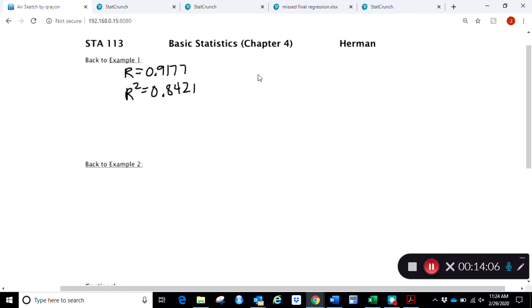Alright, so our correlation was positive 0.9177. So of course the first thing I already noted there was that it was positive. And remember, if it's close to 1, that's a very, very strong relationship. So here it's pretty darn close to 1, so it's a very strong relationship.